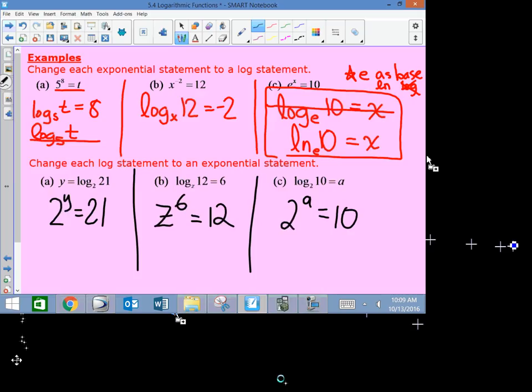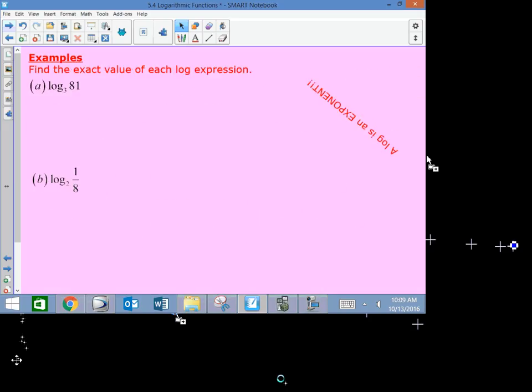Okay? So you'll be wanting to switch back and forth because we're more comfortable with this and we could solve this. But that would be tough to solve if it wasn't in this form. How would you solve that one for z? How would you solve z to the 6 equals 12? Take the 6 through it. Very good. Okay. All right. We got to remember the log is an exponent.